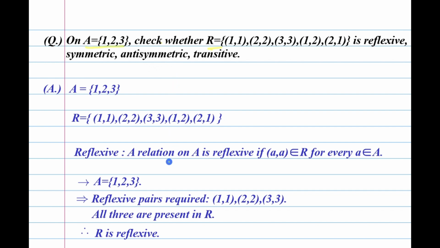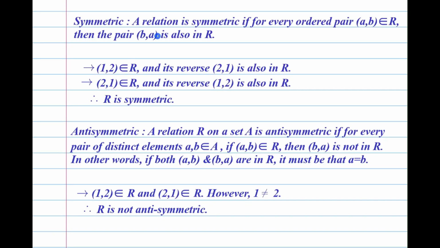A relation on A is reflexive if (a, a) belongs to R for every a belonging to A. Here A = {1, 2, 3}. So the reflexive pairs are (1,1), (2,2), and (3,3), which are present in R. So R is reflexive.